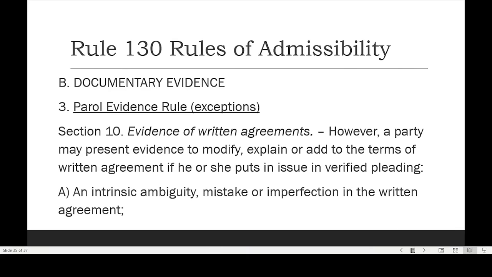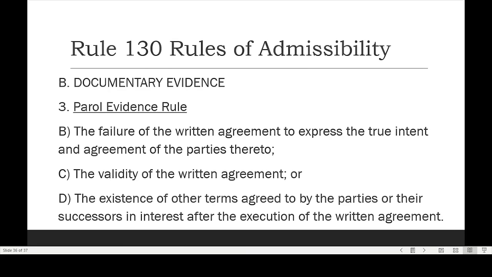However, like the original document rule, the parole evidence rule admits certain exceptions. Okay, that is still under section 10. However, a party may present evidence to modify, explain, or add to the terms of a written agreement if he or she puts an issue in a verified pleading. First exception, an intrinsic ambiguity, mistake, or imperfection in the written agreement. Second is the failure of the written agreement to express the true intent and agreement of the parties thereto.